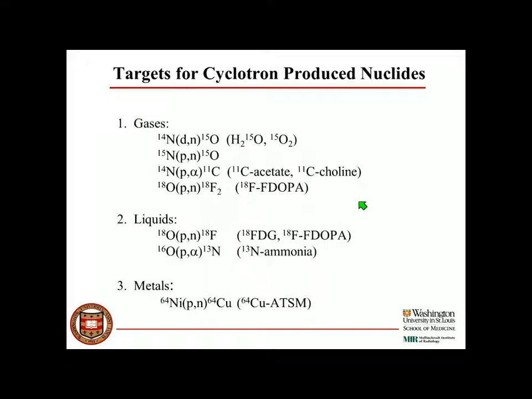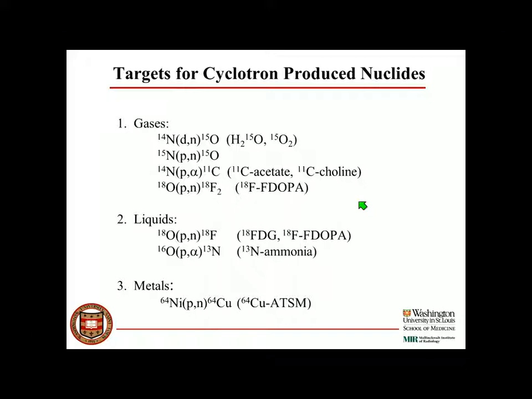Again, it's a different target material. This is the liquid that we end up starting to make fluorine. We use liquid to produce the F2 gas to make the fluorodopa, which is an electrophilic method currently. We're switching it over to nucleophilic, but again, we used a different target. Liquid targets, O18 for fluorine, O16 for N13.